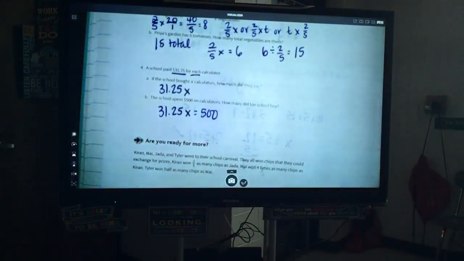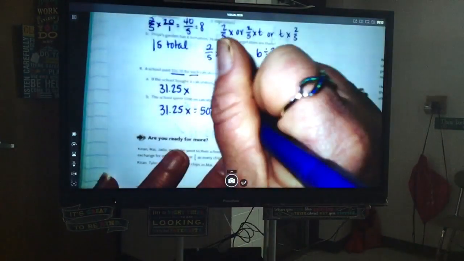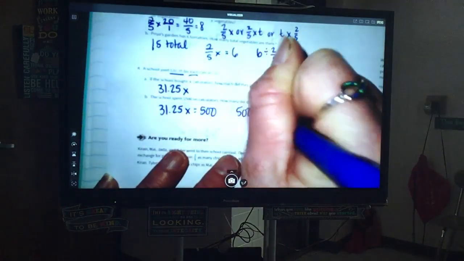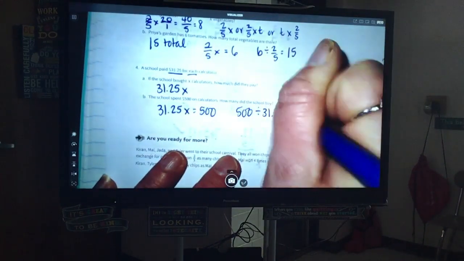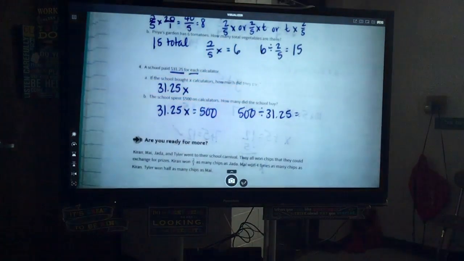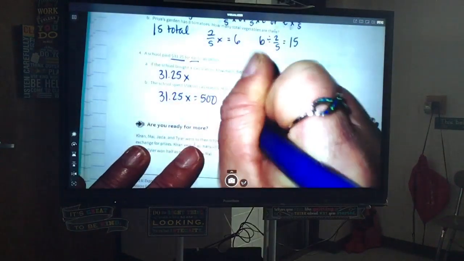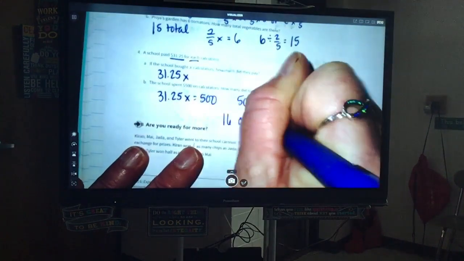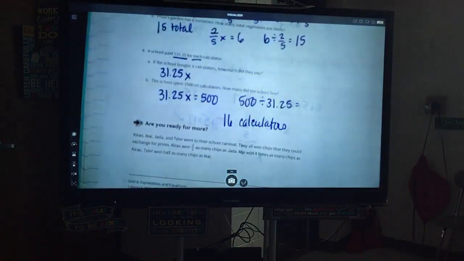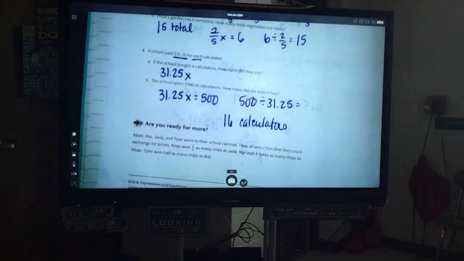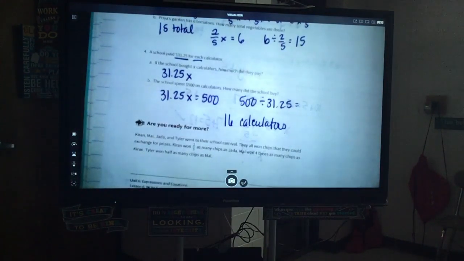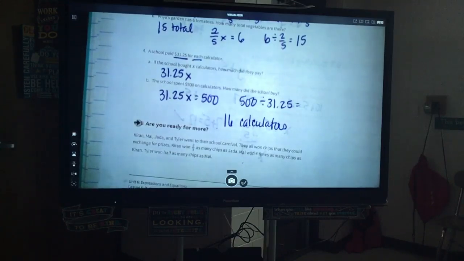Haley? We have to divide it. So we have to do 500 divided by 31.25. And what did you get when you did 500 divided by 31.25? 16. You got 16 calculators. All right, how many of you guys got that one right? All right, if you did not get this right, please make sure you get this copied down.